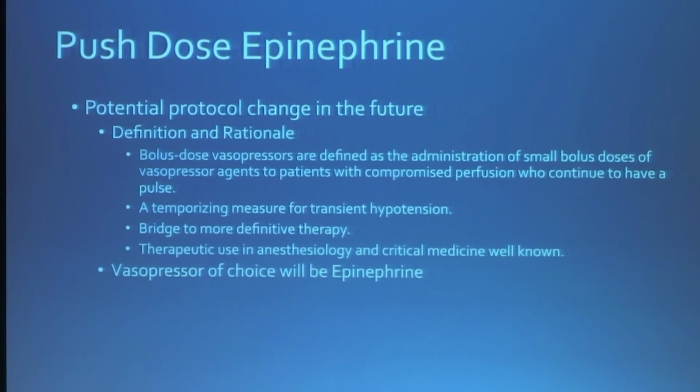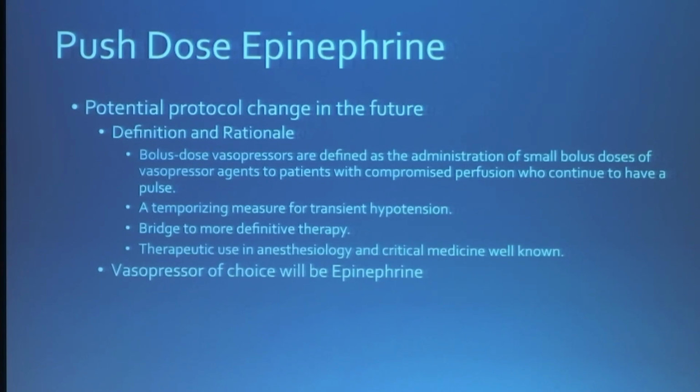Now you give big push doses of epinephrine in cardiac arrest. They don't have a pulse. They don't have a heartbeat. And so we're using basically a milligram at a time. This will be a much tinier dose. So this is a temporizing measure for transient hypotension.